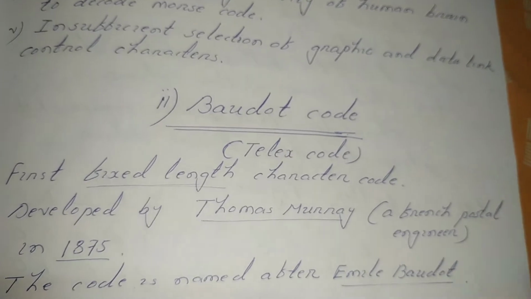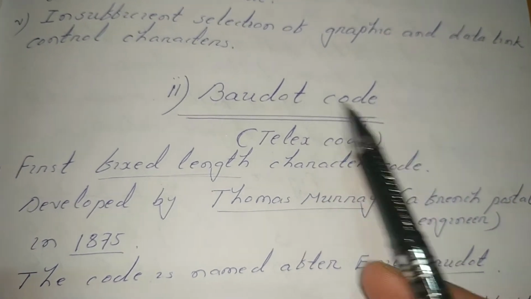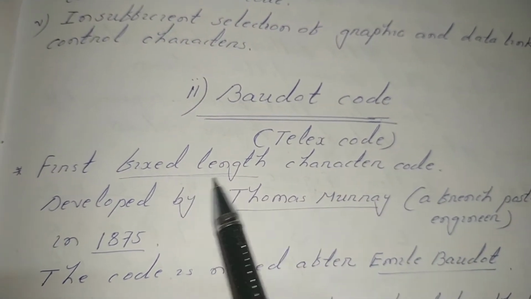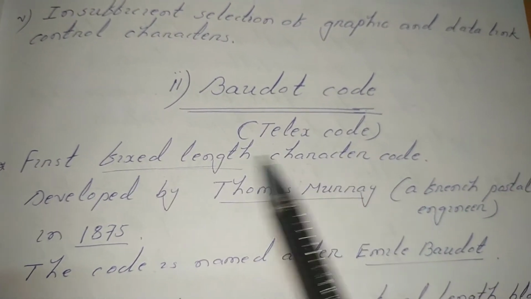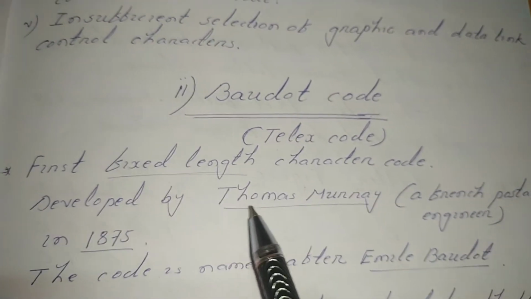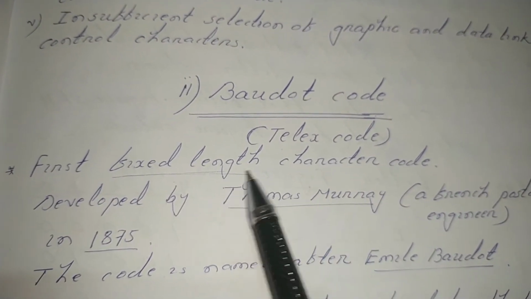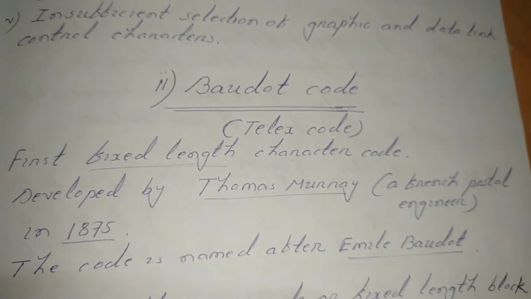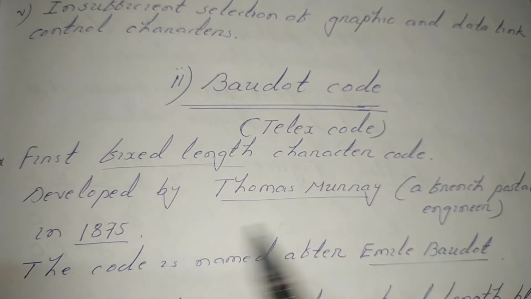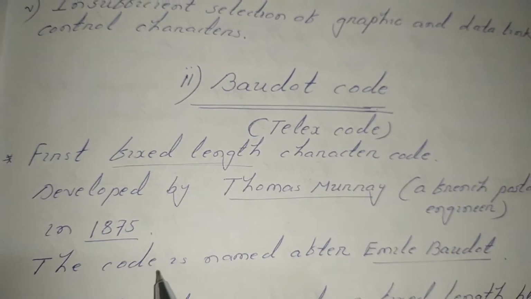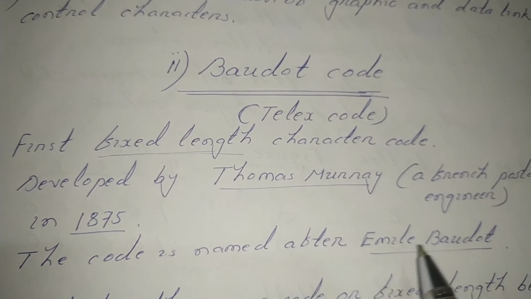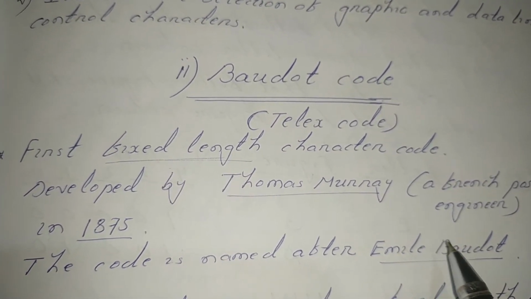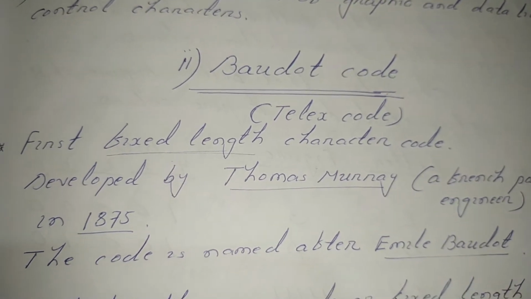Next code we'll see is Baudot code. Baudot code is sometimes called the Telex code, and it is a fixed length character code. In the case of Morse code, that is a variable length code, but here it is a fixed length character code. Baudot code was developed by Thomas Murray, a French postal engineer, in 1875. But the code was named after Emile Baudot, and he was one of the pioneers in teletype printing.